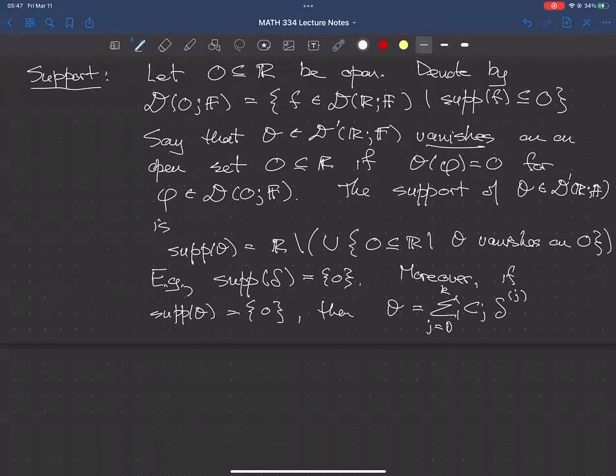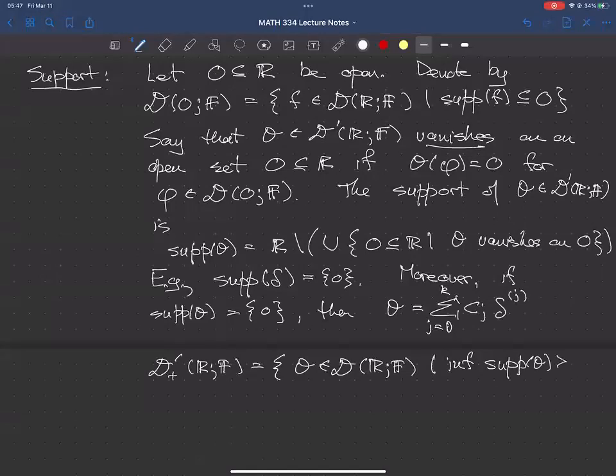And so there's some notation attached to this. We're going to write D plus prime of R F to be those distributions theta in D prime R F so that the infimum of the support of theta is greater than minus infinity. So the support on the left is going to be some finite number. So these are distributions which vanish at minus infinity, kind of.